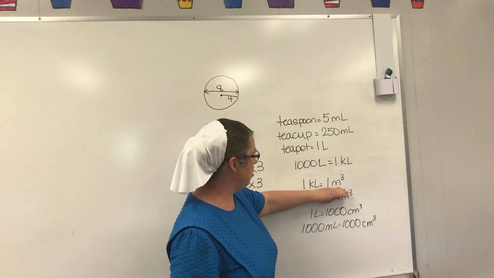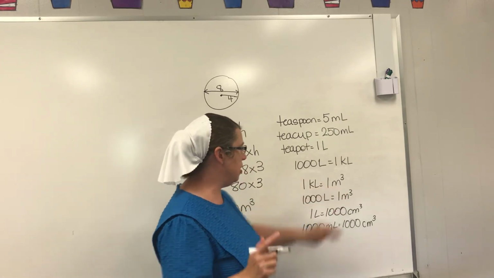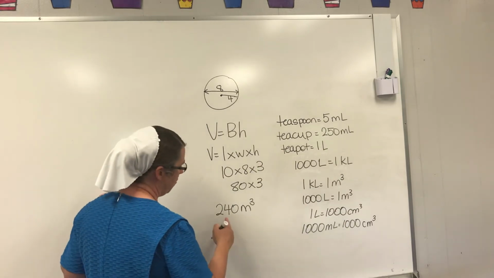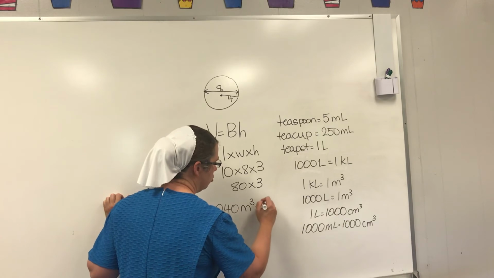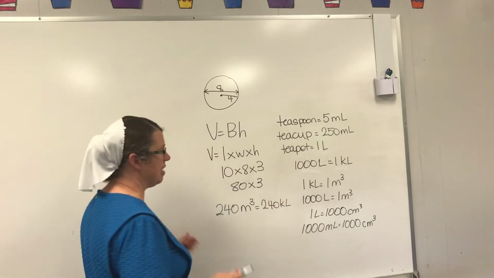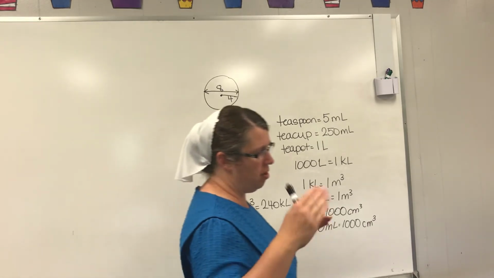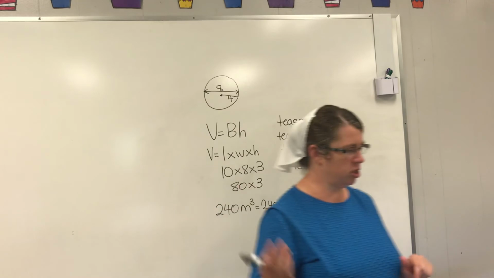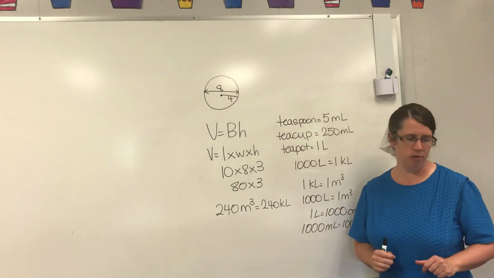What does this right here say? 1 kiloliter is 1 meter cubed. So if we have 240 meters cubed, we would have 240 kiloliters. They're the exact same measure. Okay? So if we have 240 meters cubed, we have 240 kiloliters.